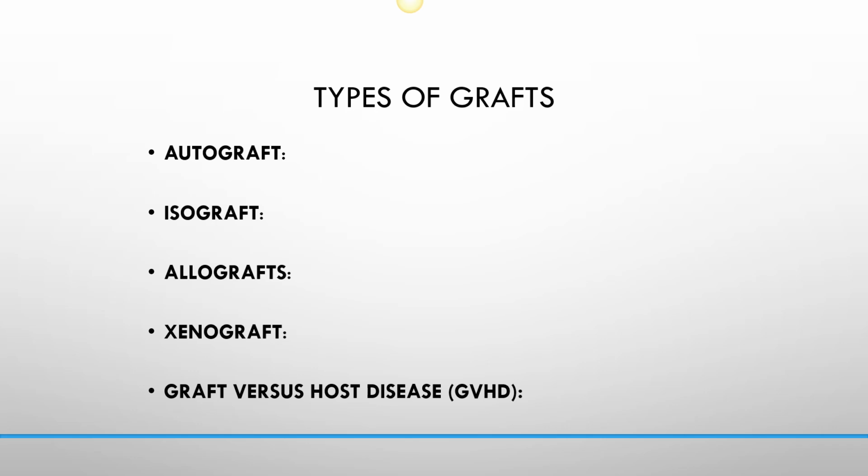Then you have graft versus host disease. In very large organs, sometimes the white blood cells that are in the organ get transplanted along with the organ. And those white blood cells can try to kill the new host. They're not very successful because there's not very many of them, but they can still cause some damage in the area.